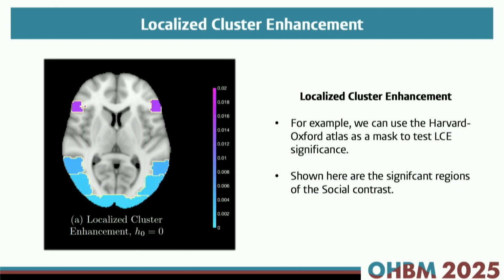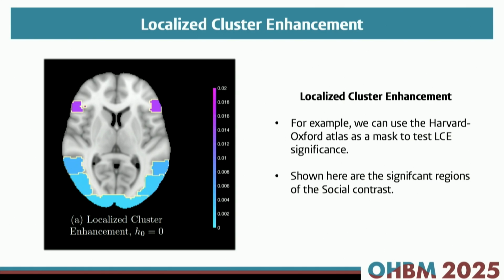To show this, we have some results where we've taken a Harvard-Oxford atlas and used its different regions to test for LCE significance, using a threshold of H0 is 0. This shows you, for these masked regions, which of them were significant. Here's the significance level. These delineated regions are the cortical masks, and you can see that these regions are all significant, and these regions are not. The rest of the regions in the mask, the ones you don't see, were non-significant.